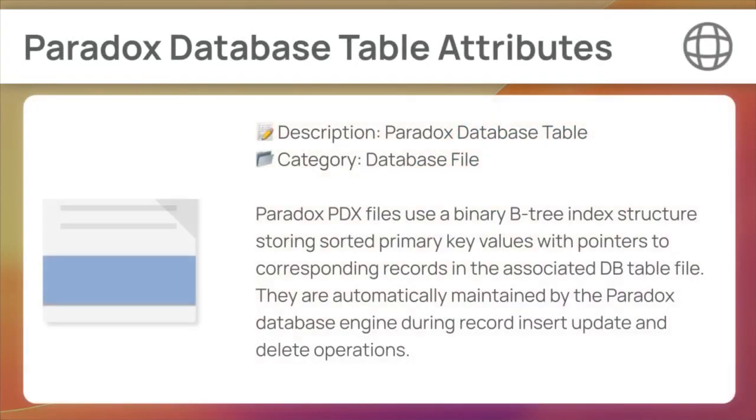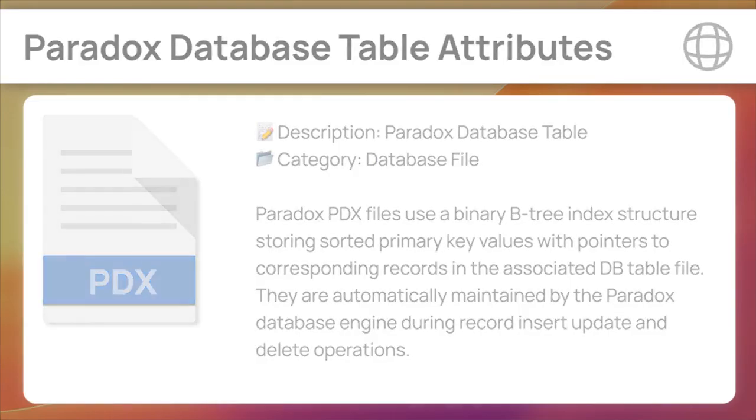Paradox PDX files use a binary B-tree index structure storing sorted primary key values with pointers to corresponding records in the associated DB table file. They are automatically maintained by the Paradox database engine during record insert, update, and delete operations.